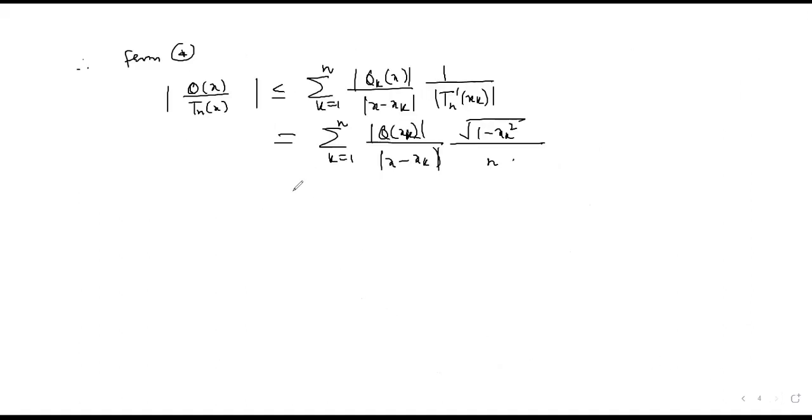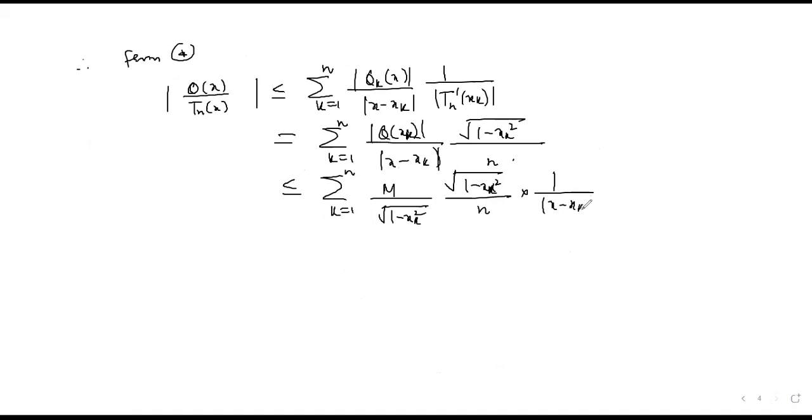Okay, so it means that this is less than equal to summation k runs from 1 to n. Q of xk is less than equal to m divided by root of 1 minus xk square. Of course, then I have root of 1 minus xk square here also and n here. Of course, I have 1 by mod of x minus xk. So, which is equal to m, this and this cancel, m by n into summation k runs from 1 to n, 1 by x minus xk in mod. Let's call this double star.